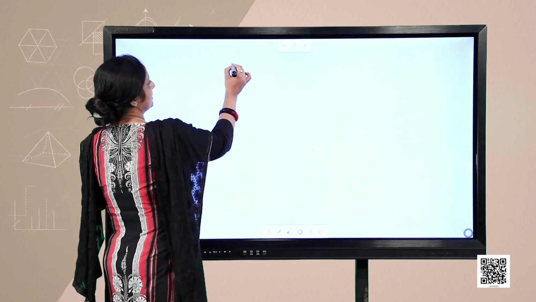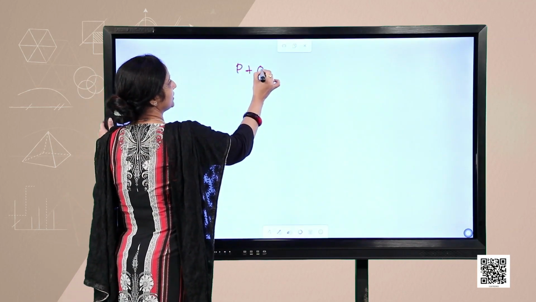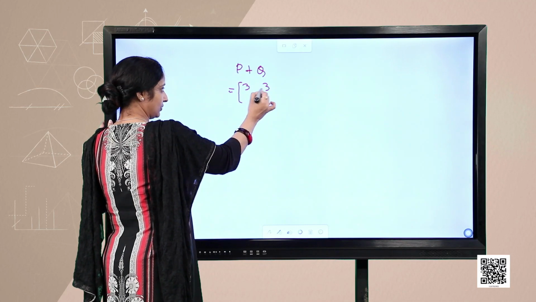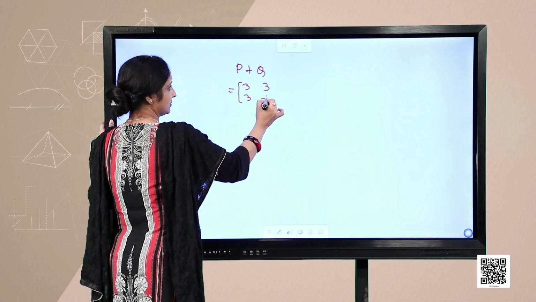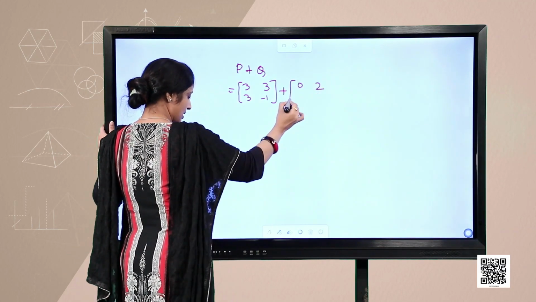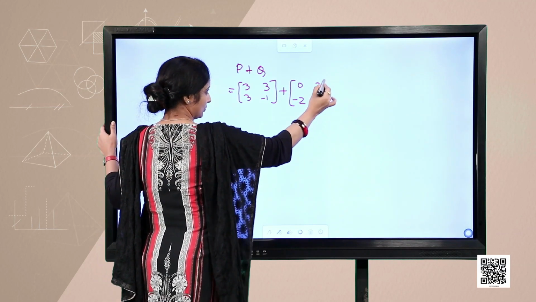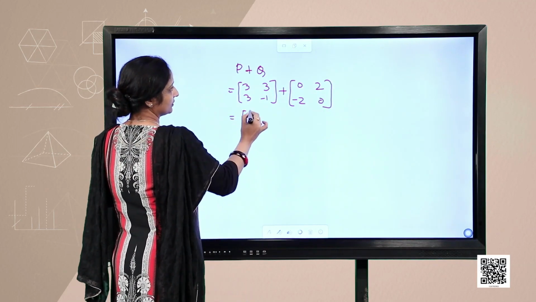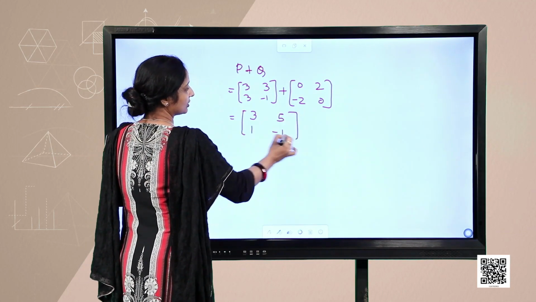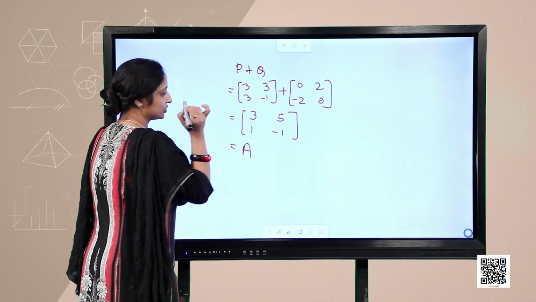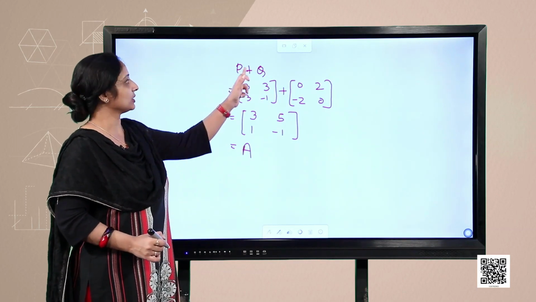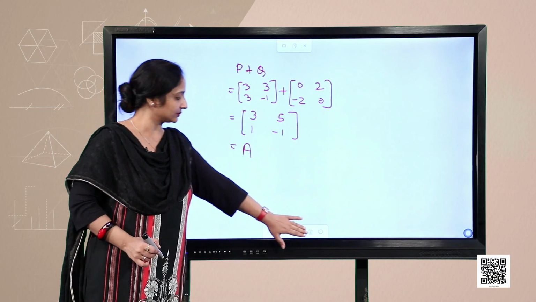So now let us add these two matrices P and Q. You can recall that matrix P is 3, 3, 3, minus 1, and matrix Q is 0, 2, minus 2, 0. Add them together. This is 3, this is 5, this is 1, this is minus 1, which is our original matrix A. So you can conclude that A can be expressed as the sum of a symmetric and a skew symmetric matrix.